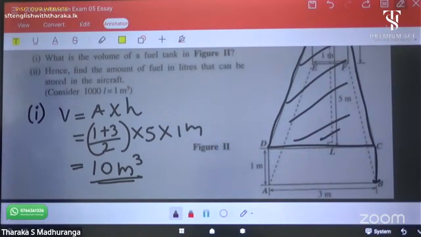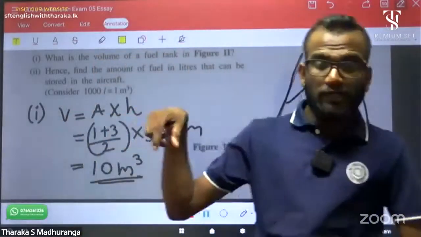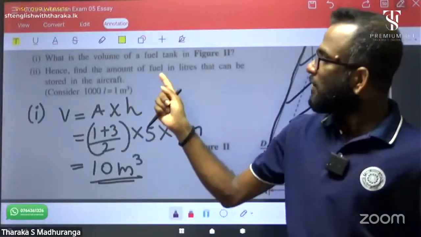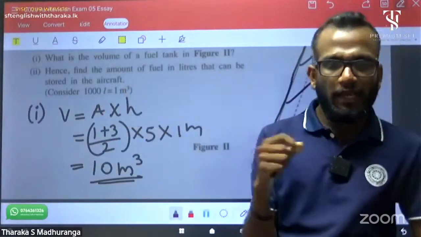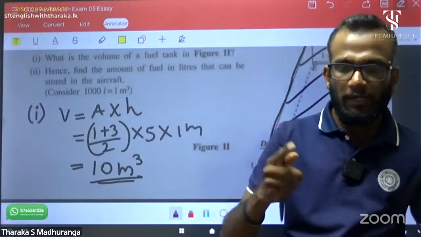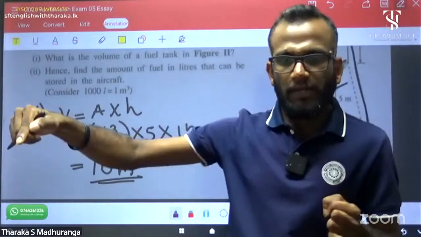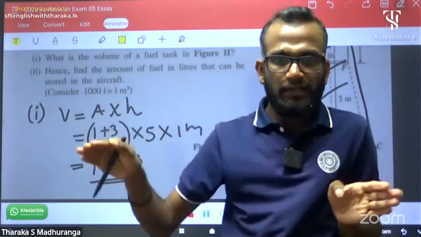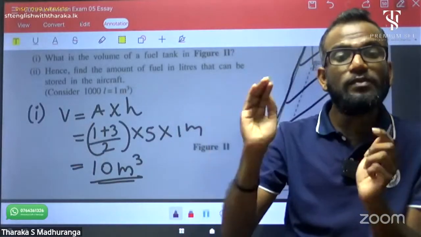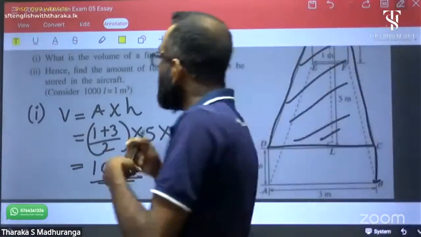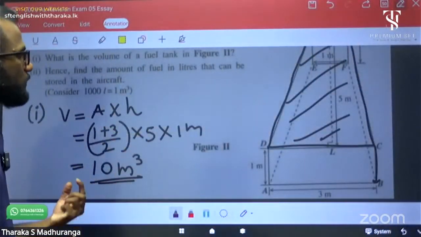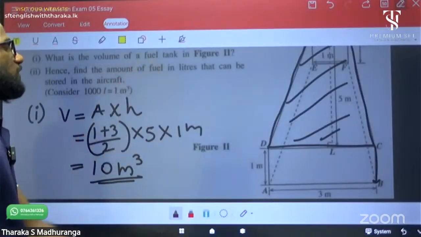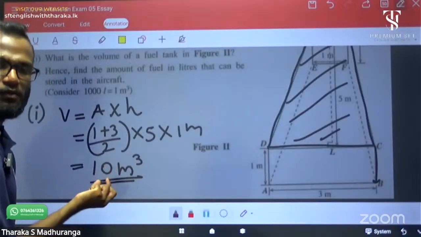Hence, find the amount of fuel in liters that can be stored in the aircraft. The aircraft, not the fuel tank. The amount of fuel in the aircraft is what is being asked. Always, even without this hint, I already explained in the lesson: 1 cubic meter, which means a tank 1 meter long, 1 meter wide and 1 meter high, is always 1000 liters. 1 cubic meter means 1000 liters for any liquid, water or fuel or coconut oil or whatever. Then the volume in liters for this tank is 10,000 because it is 10 cubic meters.